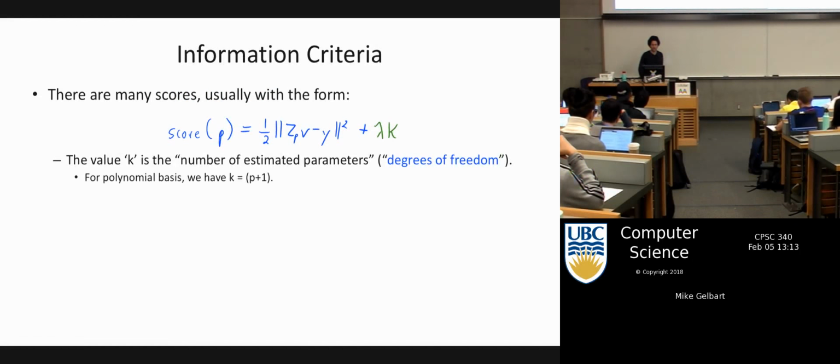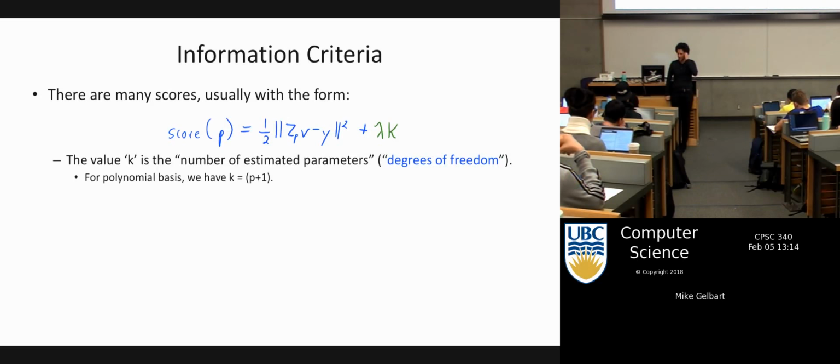Okay, so there's a kind of family of scores based around this idea, and as Liam suggested, we can pick some arbitrary coefficient, which we'll call lambda, and then more generally than P, we can have some number K representing the number of parameters that we're estimating, or degrees of freedom as it's also called. So roughly speaking, if I have more parameters that I'm estimating, my model is usually more complex.